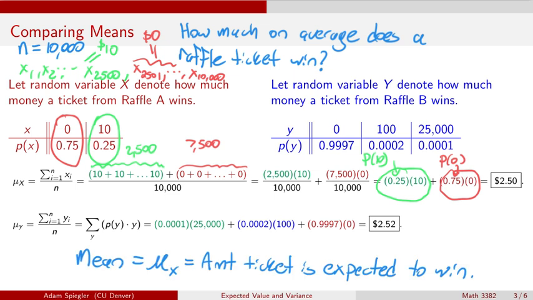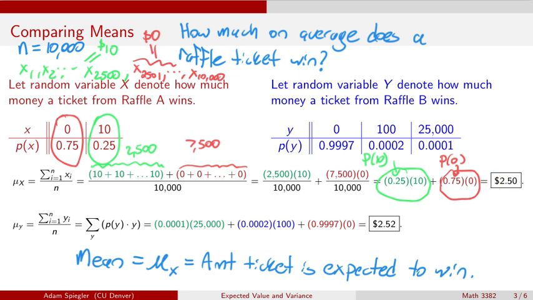$2.52. And so in this setting, the mean of these random variables is representing the amount that the ticket is expected to win. So for lottery A, a ticket is expected to win $2.50. In lottery B, a ticket is expected to win $2.52. But keep in mind, this is not a possible outcome for either of these raffles. So here, you're either going to win 0 or 10. And over here, it's not possible to win $2.52.